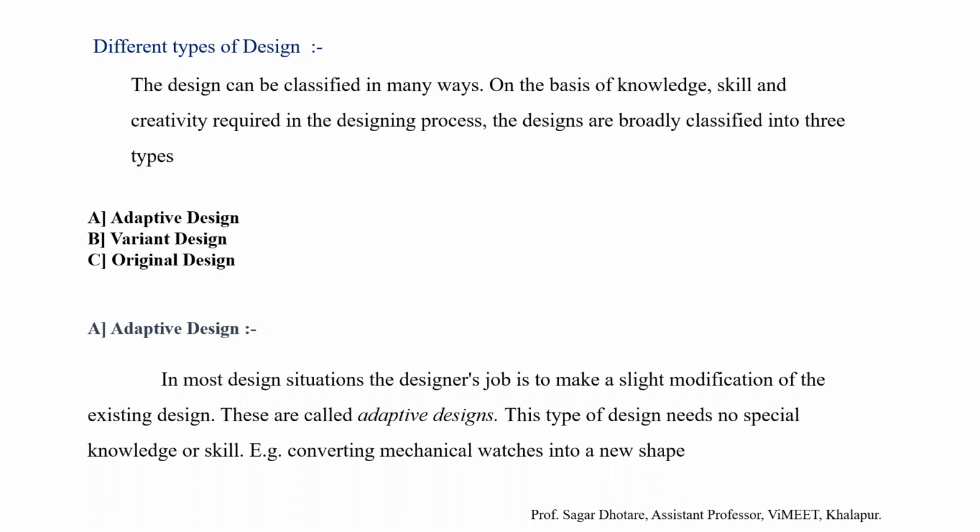So the types of design can be classified in many ways. It is based on knowledge, skill and creativity. Based on that, the design process can be done. Okay, so generally design is classified into three types. First is adaptive design, second one is variant design, and third one is original design.